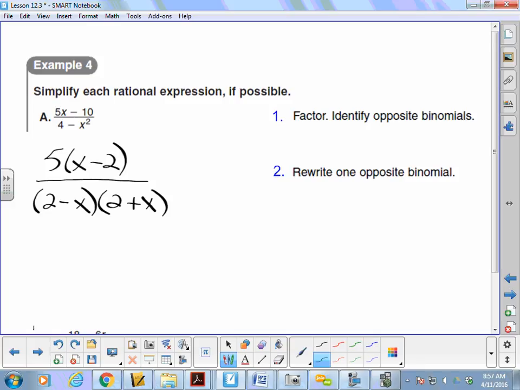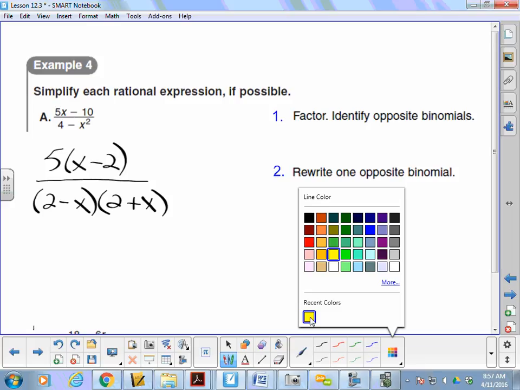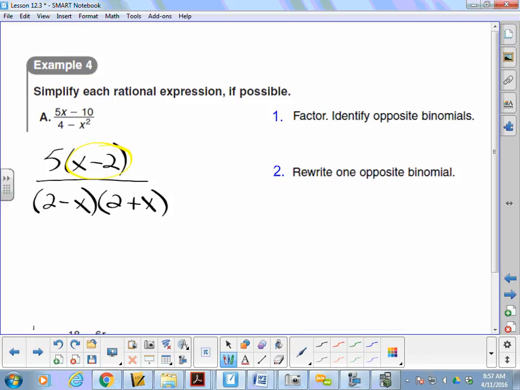So the problem we have here is that I've got an x minus 2 in the numerator, but the denominator is 2 minus x. Are they the same? Okay. They're not the same, so what we have to do is factor out the opposite to do this. And this is my suggestion to you for doing this.